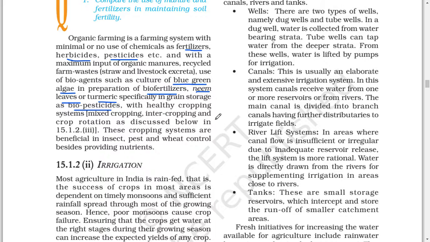With a healthy cropping system, mixed cropping, intercropping and crop rotation are used, as discussed below. These cropping systems are beneficial in insect, pest and weed control, besides providing nutrients.